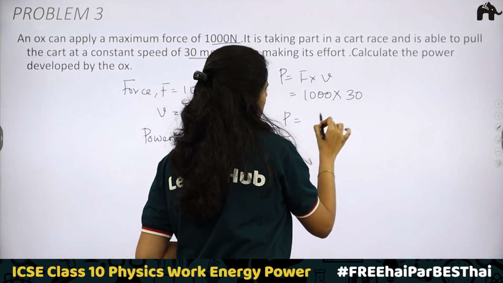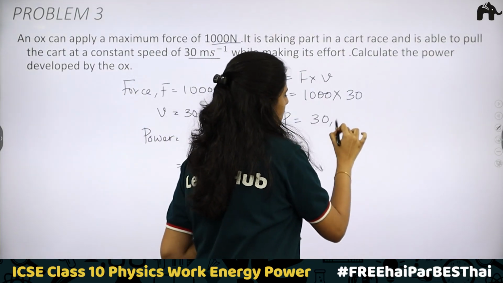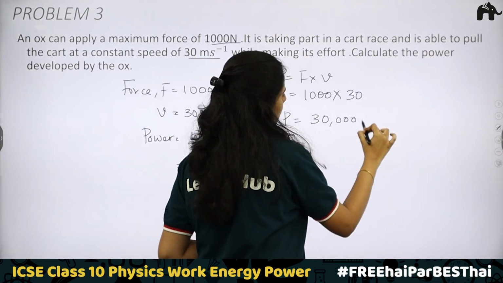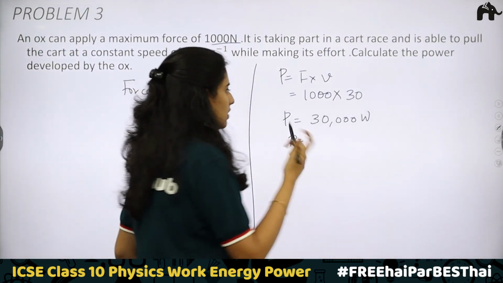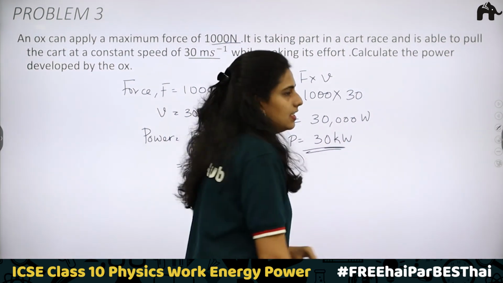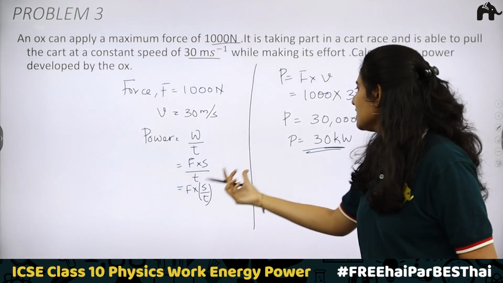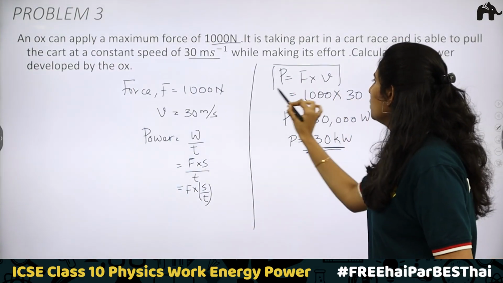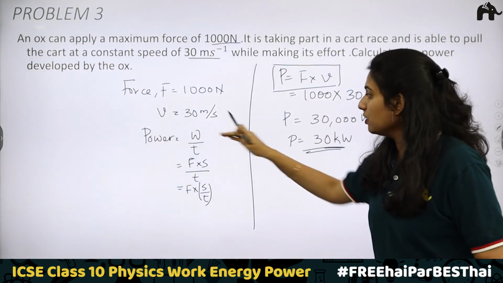Therefore, the power is equal to 30 into 1000, which is 30,000. 30,000 watts, or it can be expressed with a bigger unit, that is 30 kilowatt. Power is 30 kilowatt. Very simple, right? You have to know this relation, that is power is equal to force into velocity. Even if you don't know, you can just derive it.